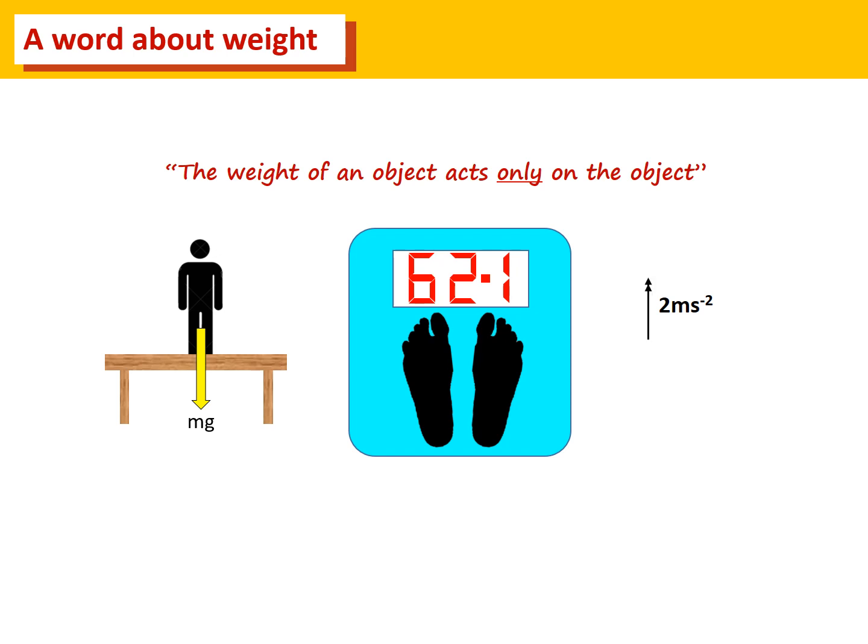And if you're accelerating at 2 meters per second squared upwards in this lift, then what your weighing scales would be showing would actually be 93.9 kilograms. So it can't be that your weight has changed, it can't be that your mass has changed through this motion, but it can be that the normal contact force between you and the scales has changed. And that's what is being shown. It's a normal contact force.